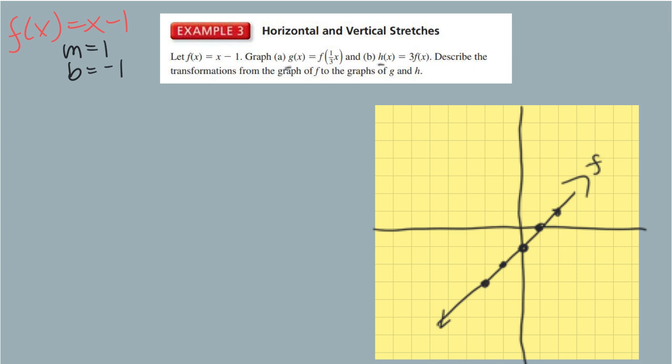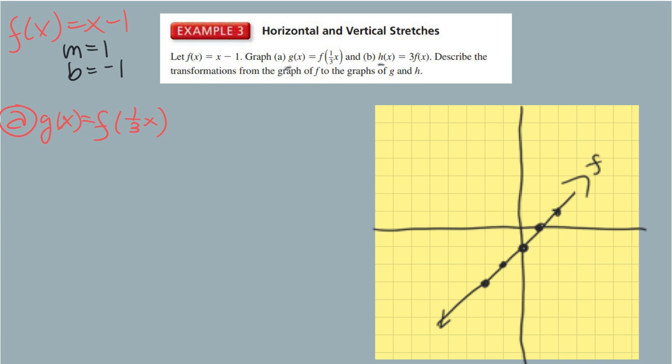Now we're going to find our lines g and h. They're telling us that g of x equals f of 1/3 x. What kind of change is it going to be? What we're going to do here is find outputs of g. So we're going to multiply by what? By 1/3, to finally evaluate with f.